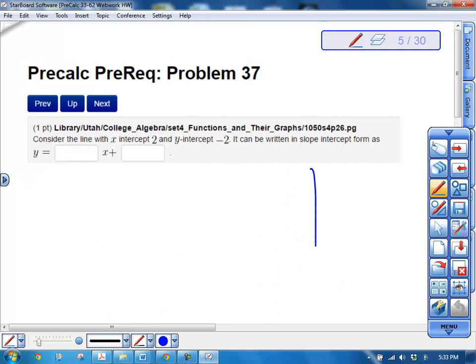Okay, the next one says consider a line with an x-intercept of 2 and a y-intercept of negative 2. It can be written in slope-intercept form. All right, so the easiest way is probably to recognize that this is the y-intercept, which is negative 2, so that goes right here, right? Because y equals mx plus b. This is the y-intercept, and then this is the slope right here, m. The slope in this case goes up 2 over 2, so that's 2 over 2, rise over run, which is just 1. So that's probably the easiest way.